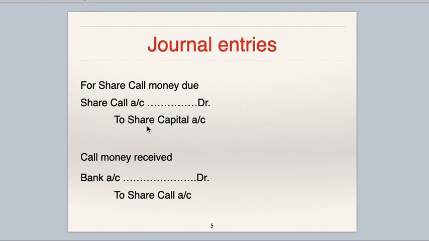There can be various calls depending upon the decision of the management, at the discretion of the management. So it can be first call, second call, third call, etc. Entries would be same. Last call is always known as final call. If there is only one call, then that call is known as first and final call.